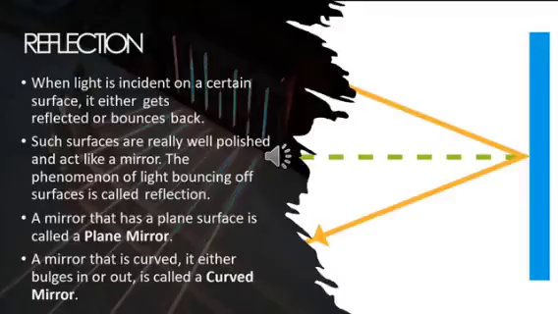And some of the mirrors are curved, where the surface either bulges out or in. So such mirrors are called curved mirrors. These curved mirrors you'll find in your cars, the rear mirror of the car.